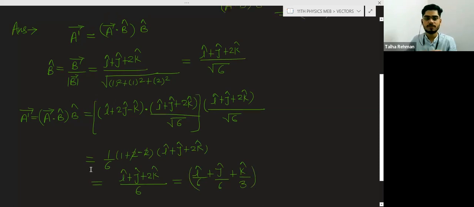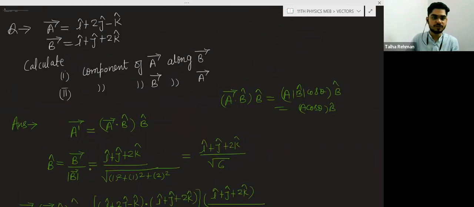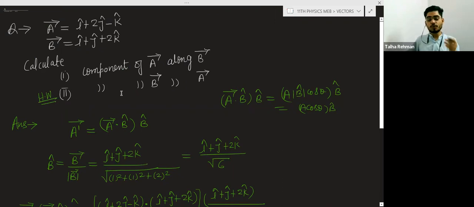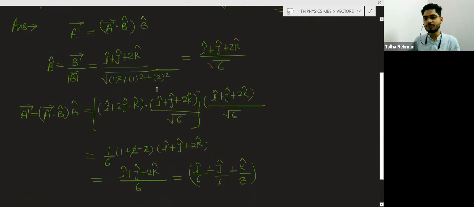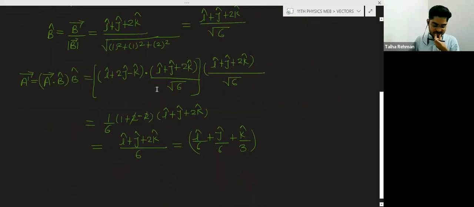So this is your first part. You should try the second part by yourself. Same concept will be applied in the second part. In the second part, they are asking the component of B vector on A vector.